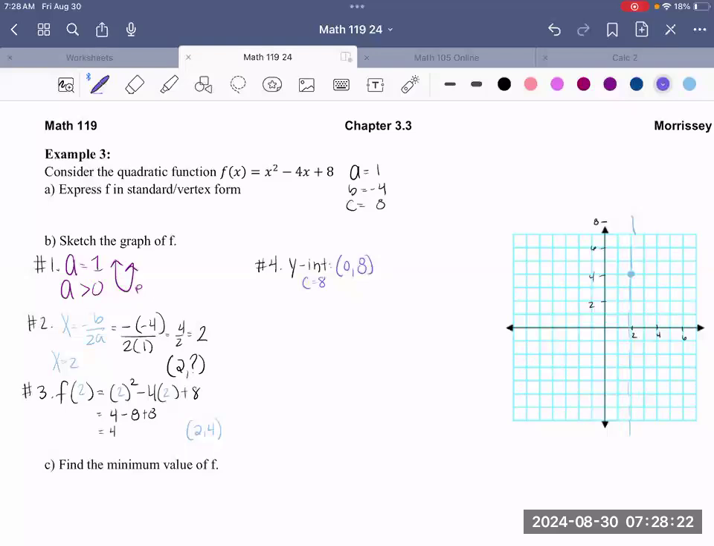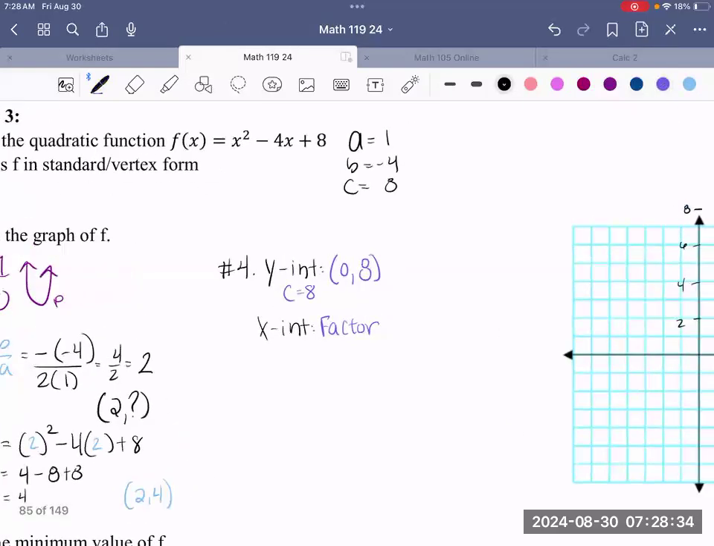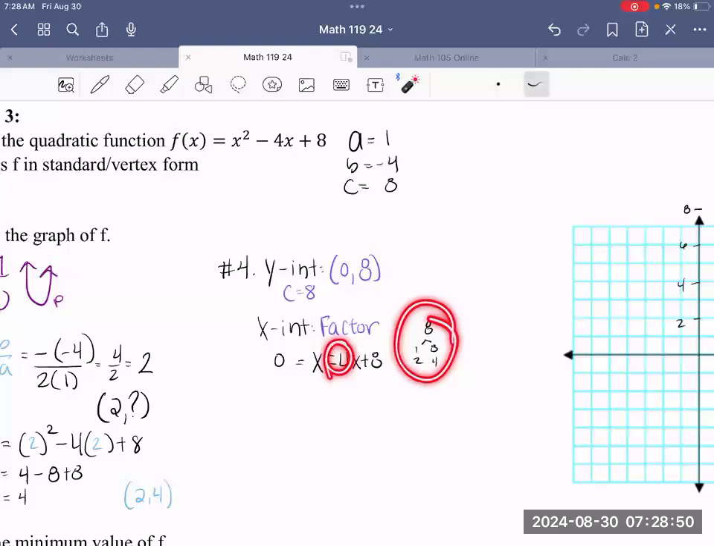And your x-intercept, we are going to factor. But keep in mind, when we go to solve x squared minus 4x plus 8 is equal to 0, let's say we did factors of 8, 1 and 8, 2 and 4. None of these will get us to a -4, right?